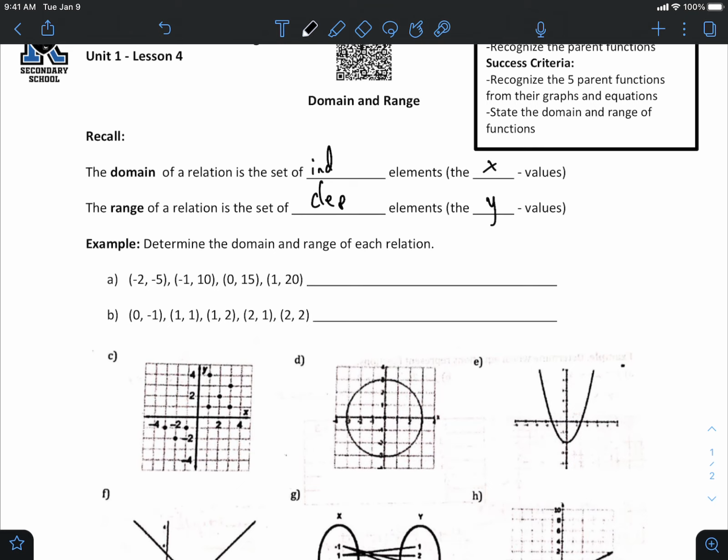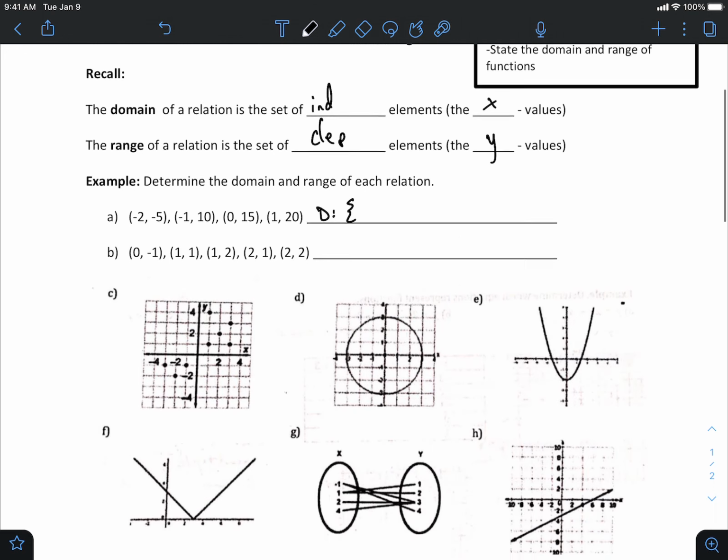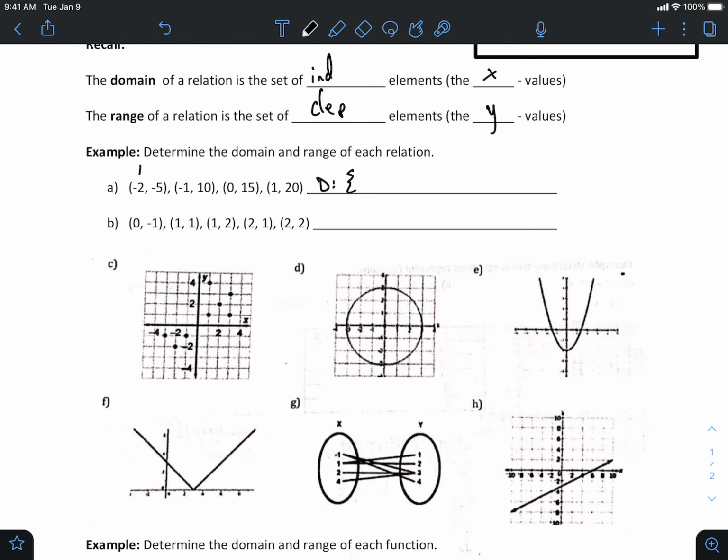Okay, so for this you're going to write the domain, and here comes your first opportunity to show how you draw a squiggly bracket. I'm still not too good at them. Inside of this fancy bracket for domain, we're just going to list all the independent values. So if I'm looking at this, there's an x value, there's an x value, there's an x value, there's an x value. Your domain for these points is what values of x exist if I had these on a grid. Well, -2, -1, 0, 1.